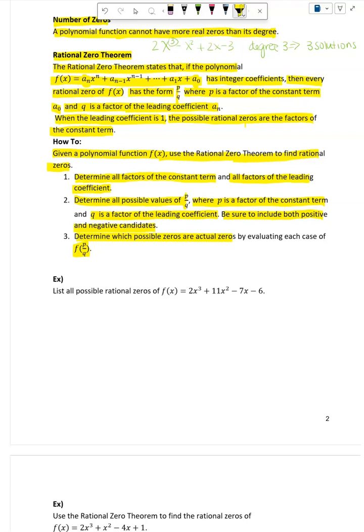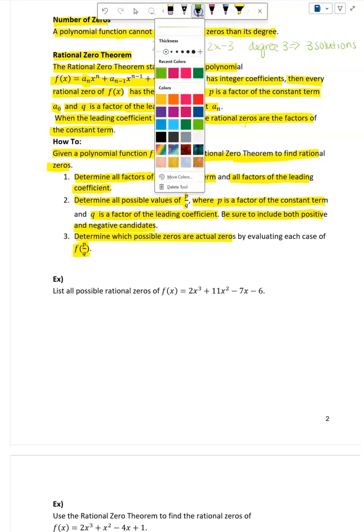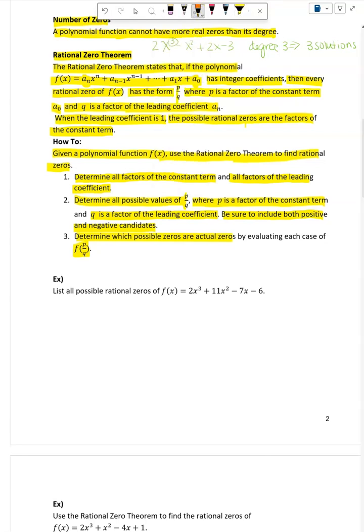Okay? So first, I just want you to list the possible rational zeros. Okay, so we're going to look at p and q. So p equals 6 and q equals 2.